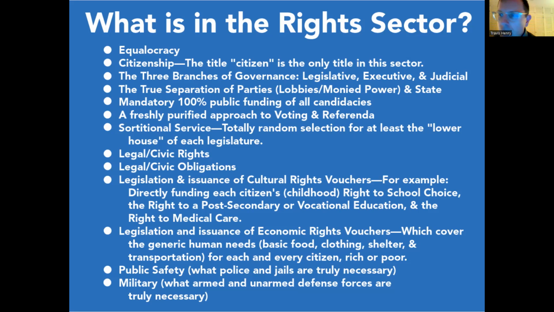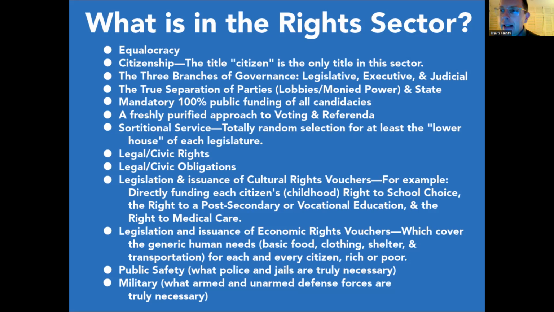The next point is sortitional service. We're suggesting totally random selection for at least the lower house of any legislature. If it's a bicameral legislature and there's a so-called upper and lower house, we suggest that the upper house be representative according to the constituent areas, whereas the lower house would be completely randomly selected among the citizenry. And there have been books about this, sortitional service.